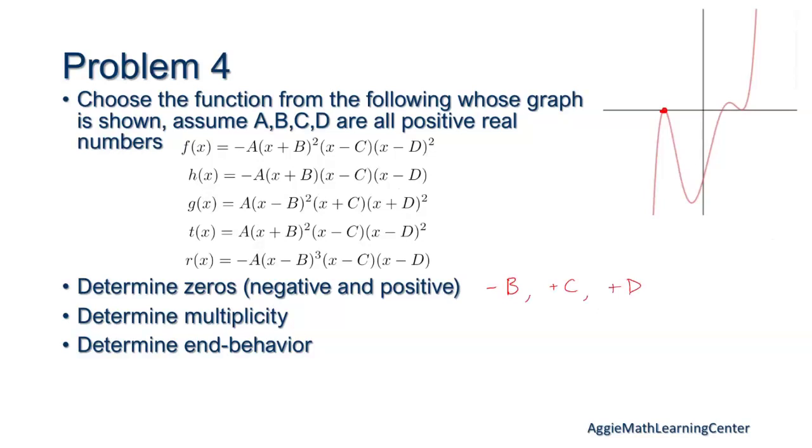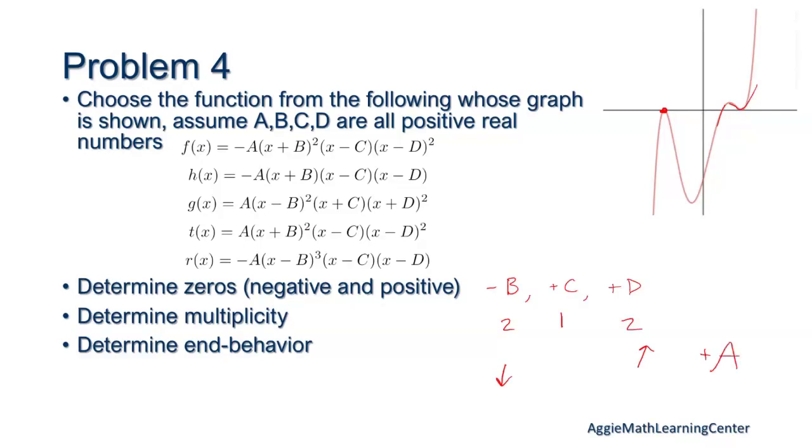Multiplicity, for B, what is the multiplicity of B? 2, perfect. So I'll just write it right below it. Multiplicity of C, right here where it just crosses, tells you 1. And D, another bounce, so we've got 2. Okay, perfect. And determine end behavior, we've got down to up. So does that tell you that your A should be negative or positive? Positive, perfect. So I'm just going to write positive A.